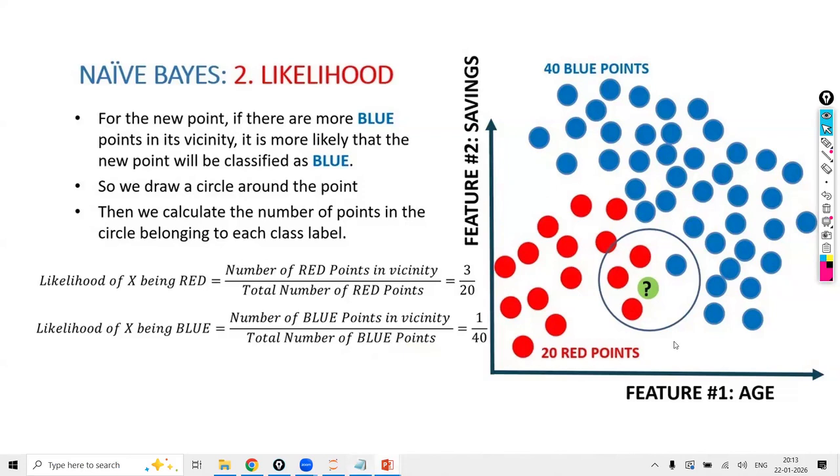In this example, sir, how you have drawn the circle, don't ask that question. You can draw a big circle also. The circle does not matter. The point is, in that given area, how many data points are from which category? For example, 3 red points are there, 1 blue is there. Out of 20 data points, 3 of them are nearby, 1 is outside.